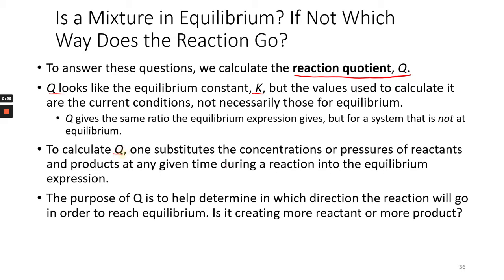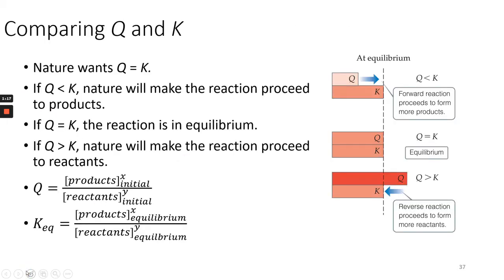So to calculate Q, you're going to substitute your concentrations or pressures of the reactants and products at any given time during a reaction. The purpose of Q is to help determine which way the reaction will go. You have to ask yourself, is it creating more reactants or products? And that'll help you determine which way the reaction will go. So in nature, you want Q to equal K. But that's not always the case.